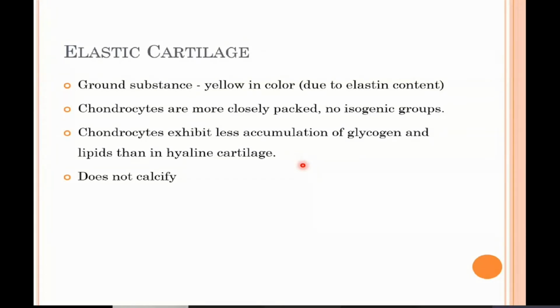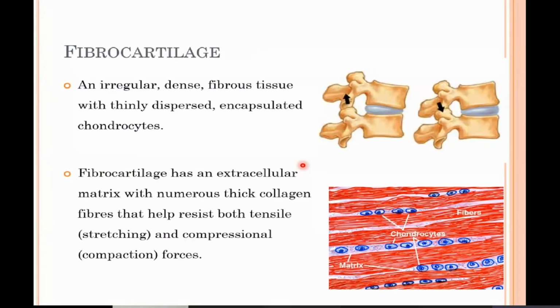And finally, the third type of cartilage is the fibrocartilage. It is an irregular, dense, fibrous tissue with thinly dispersed encapsulated chondrocytes. In this diagram, you see very thick fibers of collagen and elastin are present, to provide extra bounciness and extra sturdiness in this type of cartilage.